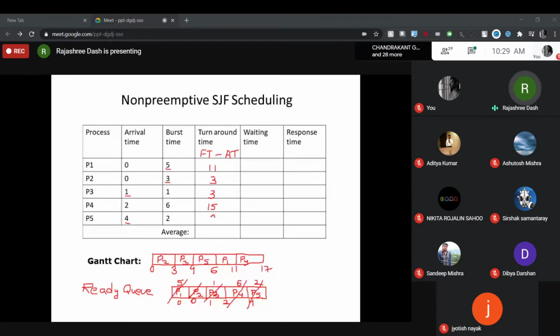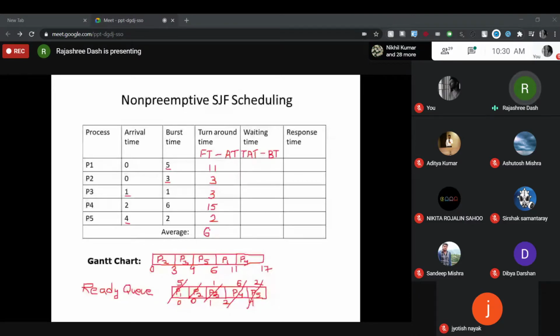Now calculate the average turnaround time and tell me. What is the average turnaround time you have found? 34 by 5, that is 6.8.